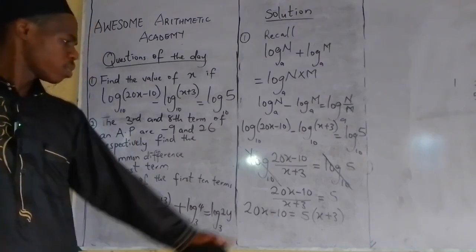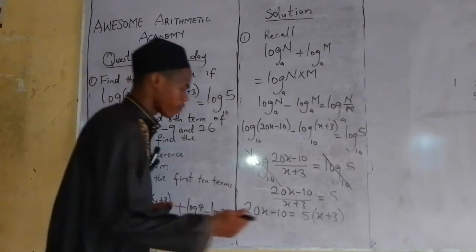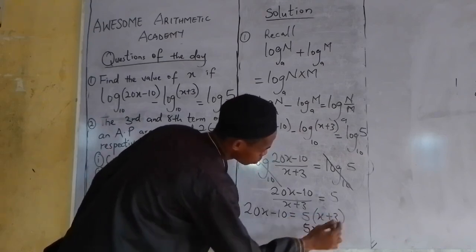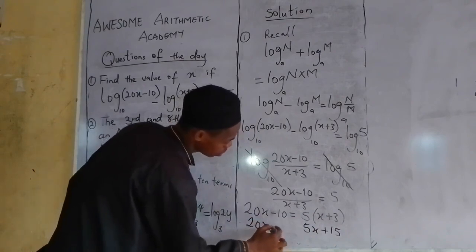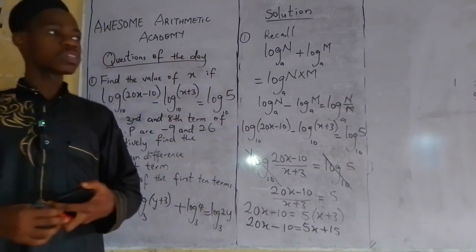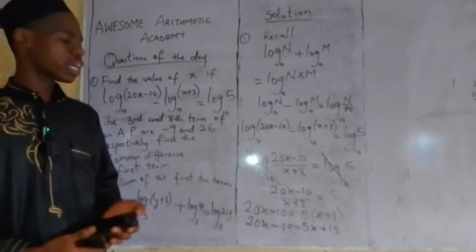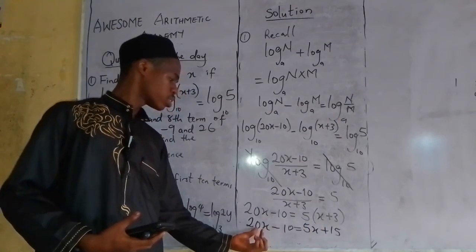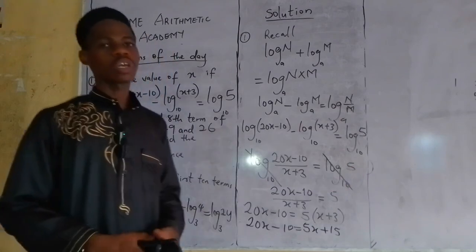So what next from here? We are going to expand or open this bracket. 5 times x will give me 5x, and 5 times plus 3 will give me plus 15. This side is still remaining as 20x minus 10. So after getting this, the next thing now is to collect the like terms. This is 20x, this is 5x. I can bring 5x beside 20x. This is minus 10, this is plus 15. I can take minus 10 to the other side.